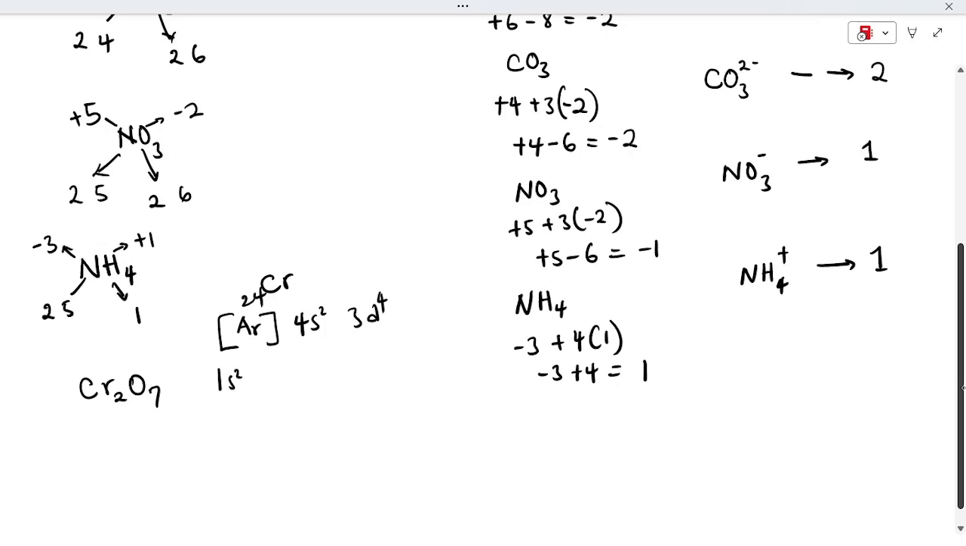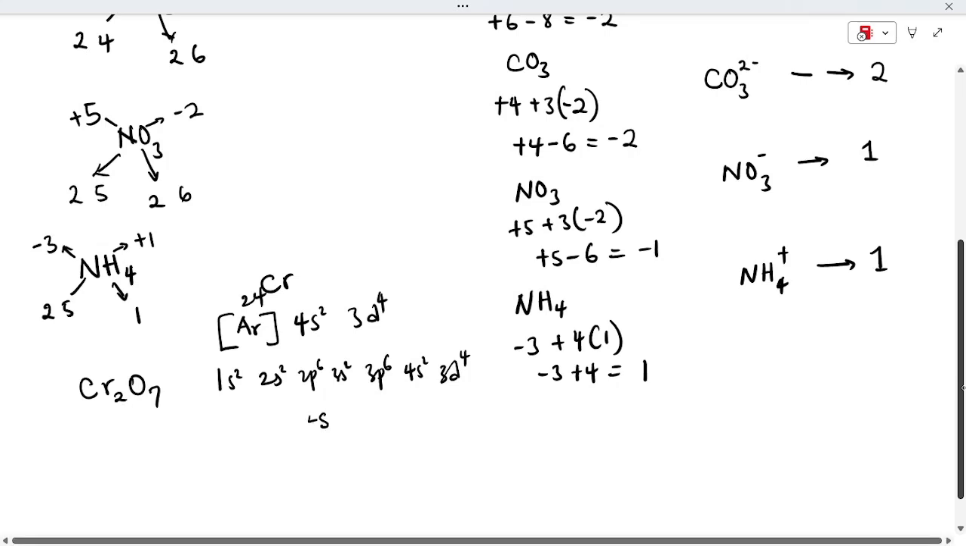So you have 1s2, 2s2, 2p6, 3s2, 3p6, 4s2, and 3d4. If you don't know this, fear not. Very soon, we'll be dealing with electronic configurations, and we'll be dealing with both types. So now, for transition elements, how do you get their valence electrons? Their valence electrons are simply what you have in the 4s orbital added to what you have in the 3d orbital.